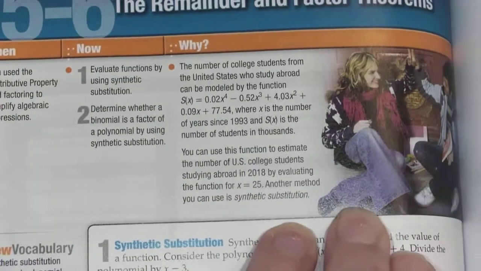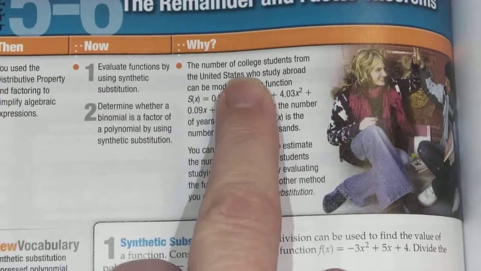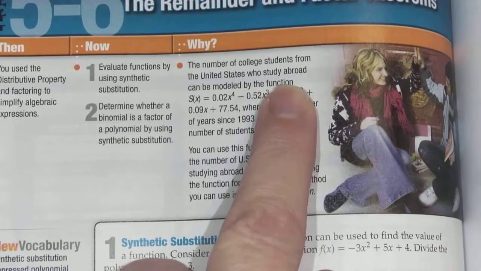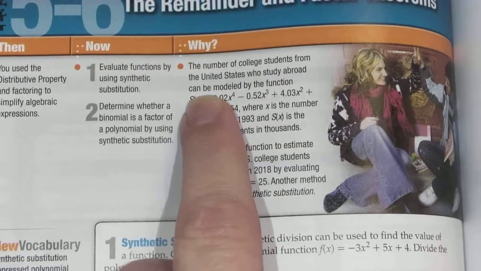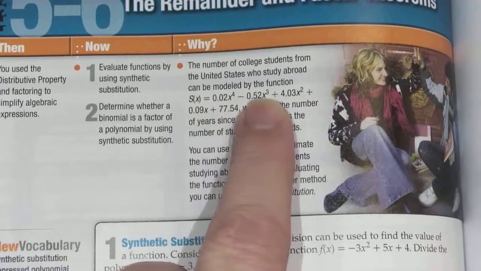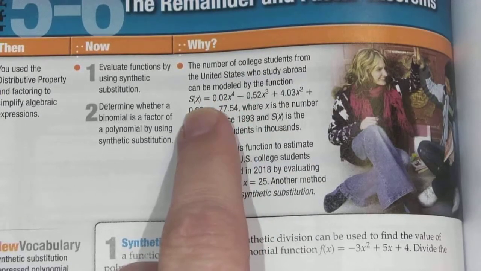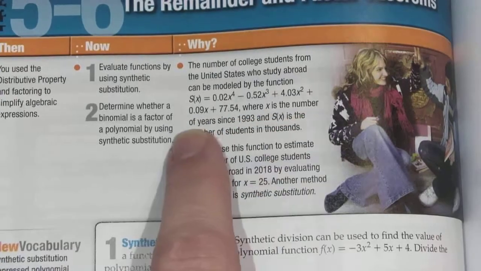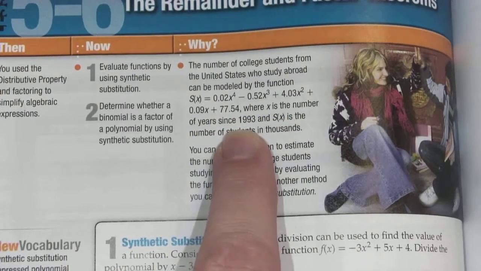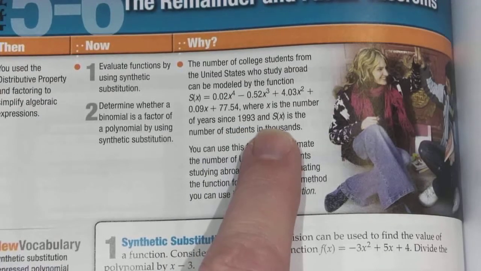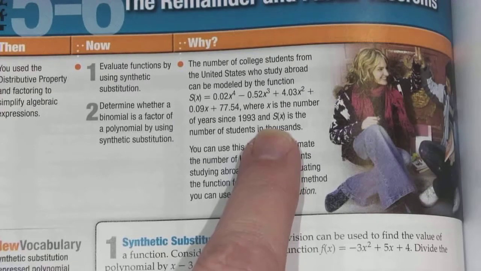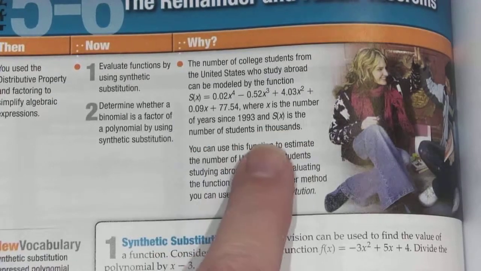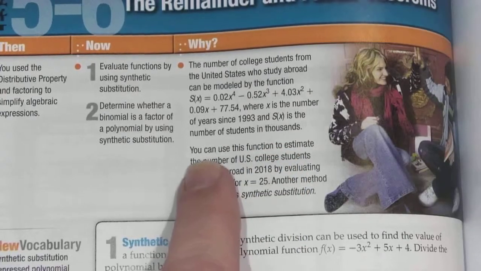Now, why? The number of college students from the United States who study abroad, that means out of the country, can be modeled by the function S of x equals all of that. It's a long thing to read, where x is the number of years since 1993. Maybe that's when it first started, I'm not sure, where they trade students, student exchange, foreign exchange. And S of x is the number of students in thousands.